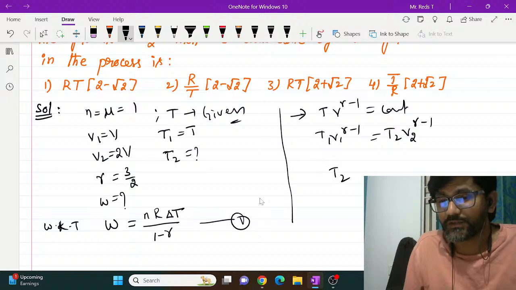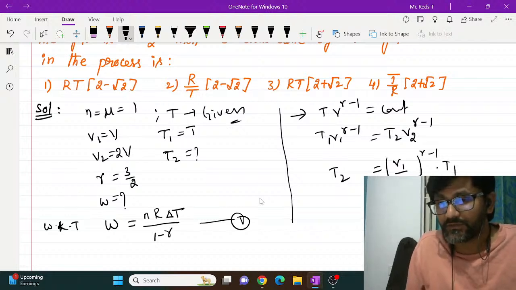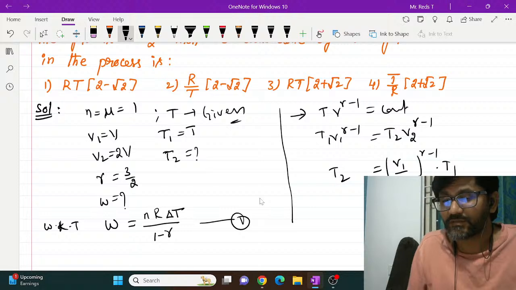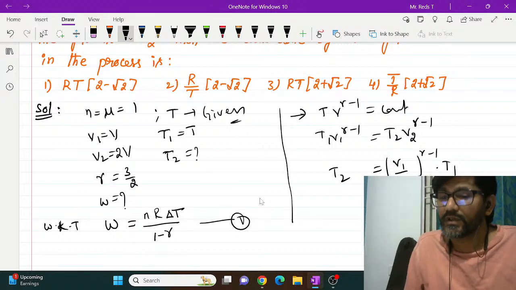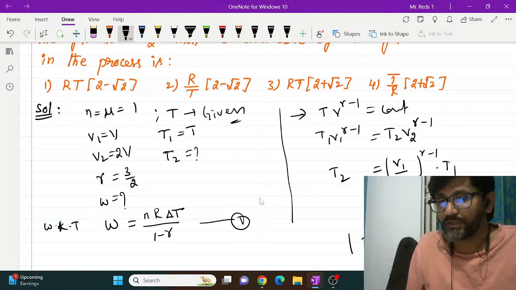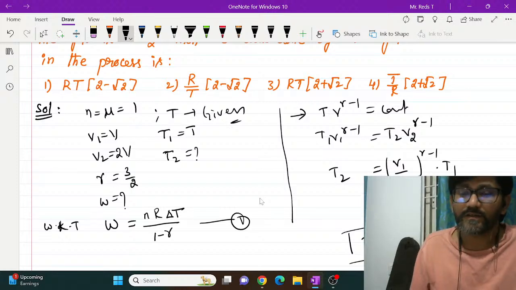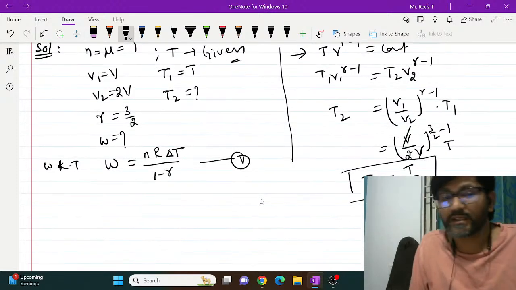So T2 is equal to, you can further write this as V1 by V2 power gamma minus 1 into T1. So it is equal to V1 is V, V2 is 2V, power gamma is 3 by 2 minus 1, into T1 is T. On simplifying, V and V cancel, 1 by 2 power 3 by 2 minus 1. 3 by 2 minus 1 is 3 minus 2 is 1 by 2. So 1 by 2 power 1 by 2 is 1 by root 2. You can also take T2 is equal to T by root 2. This is your T2. Then if you substitute here, you will get work done.